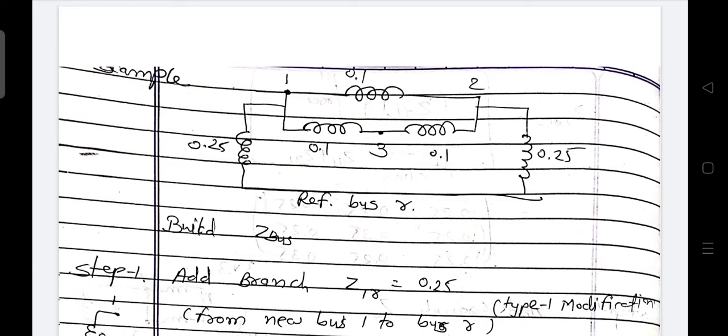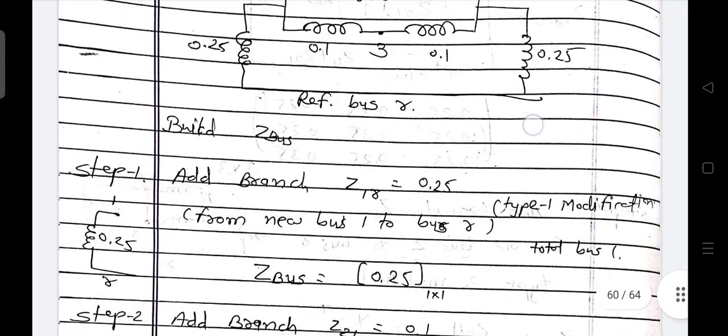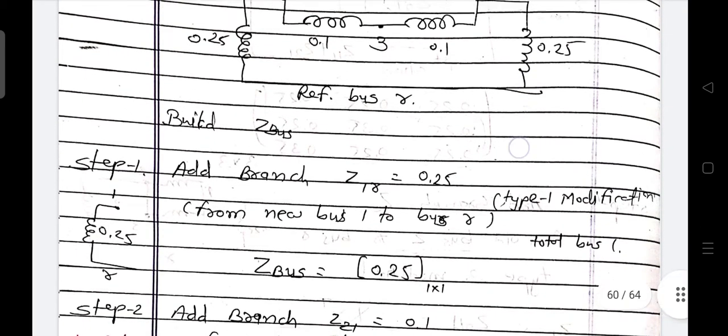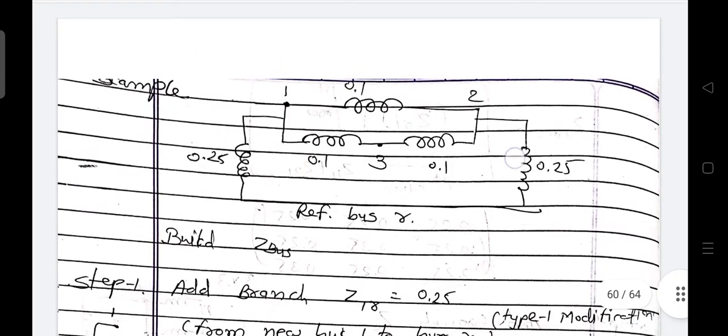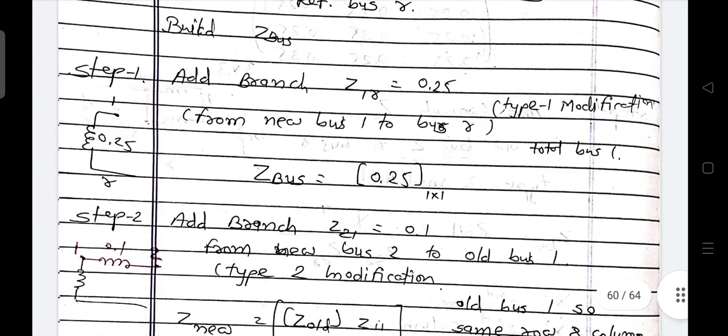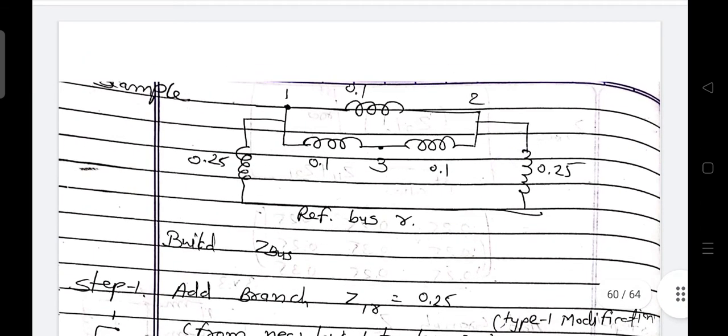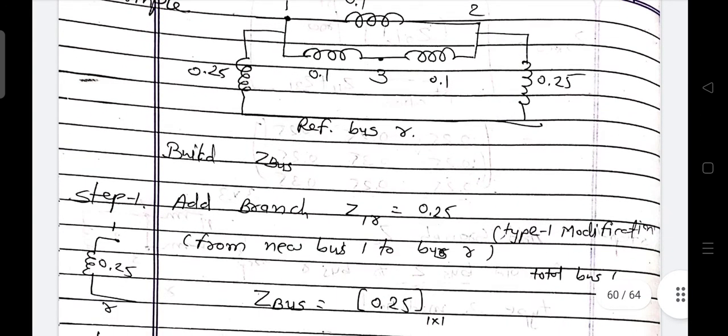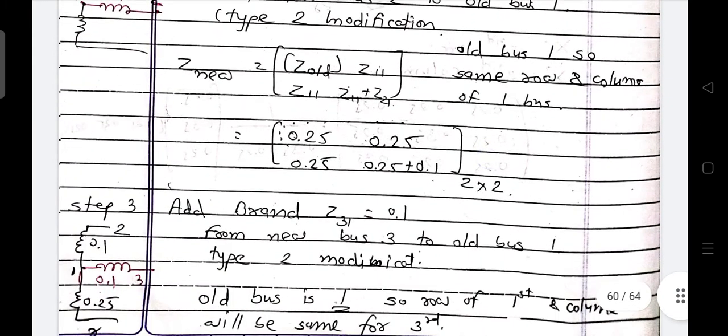So let's take first branch of Z1R. 1R means we are adding impedance between new bus 1 to the reference bus R. As we have only one bus, so the order will be 1 cross 1. Then for second we are adding second bus to the old bus 1 of 0.1 impedance. So it will be of type 2 modification, right?